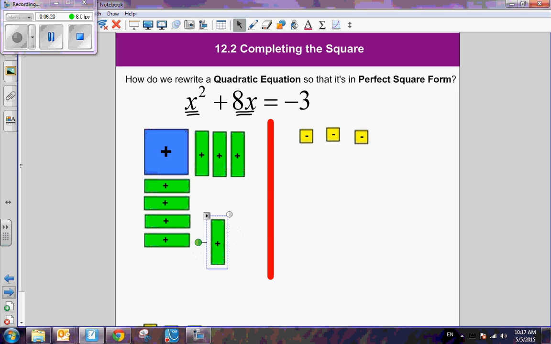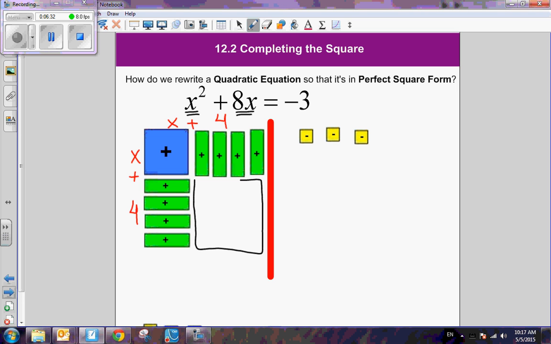Okay, so now we have x plus 4 and x plus 4. Well, what must I add here in this section to make it a complete square? Well, you notice it's 4 here and it's 4 here. So 4 times 4, so that means I would need to add 16 little squares.